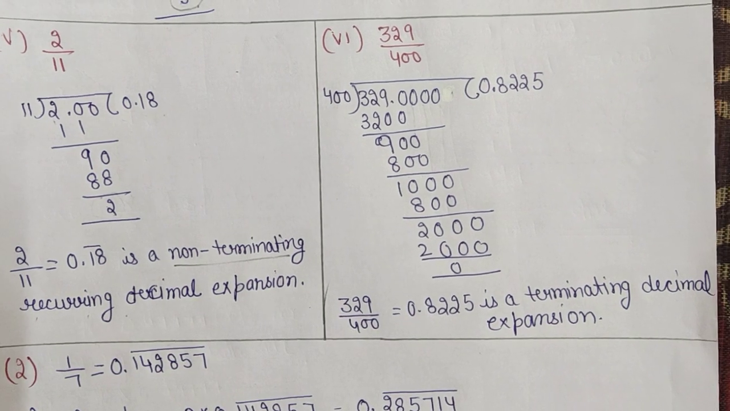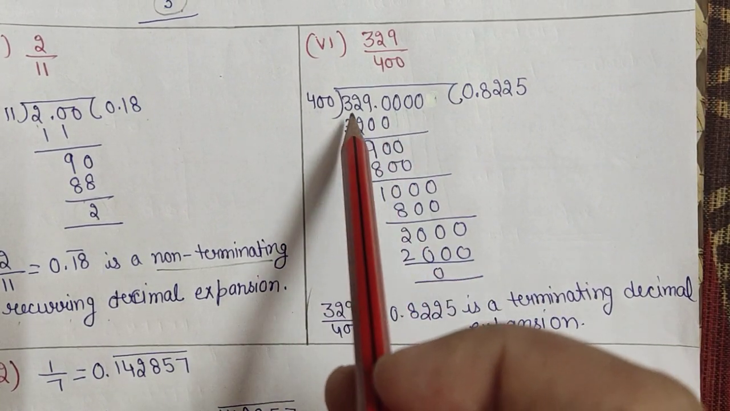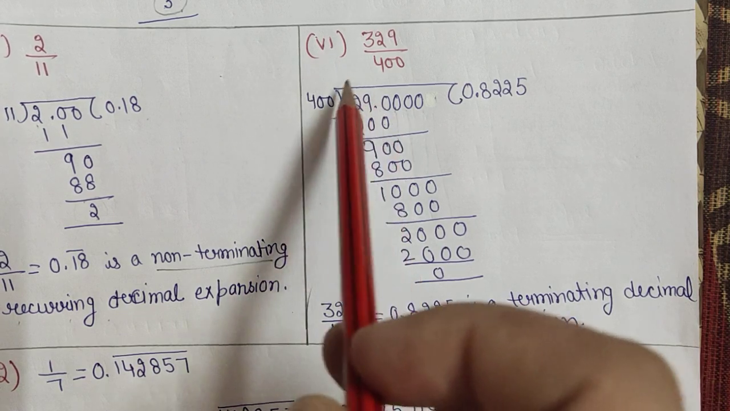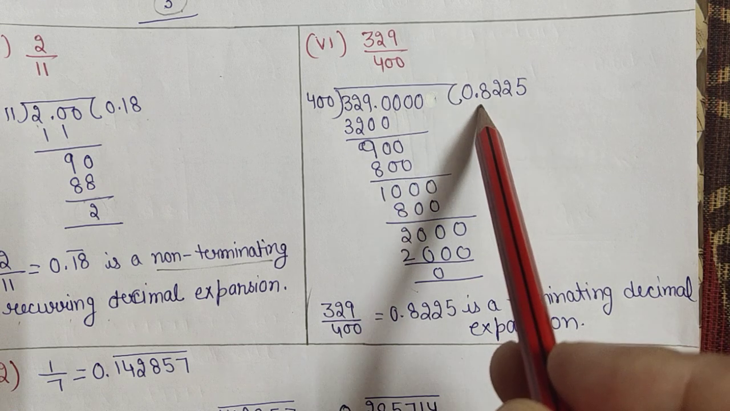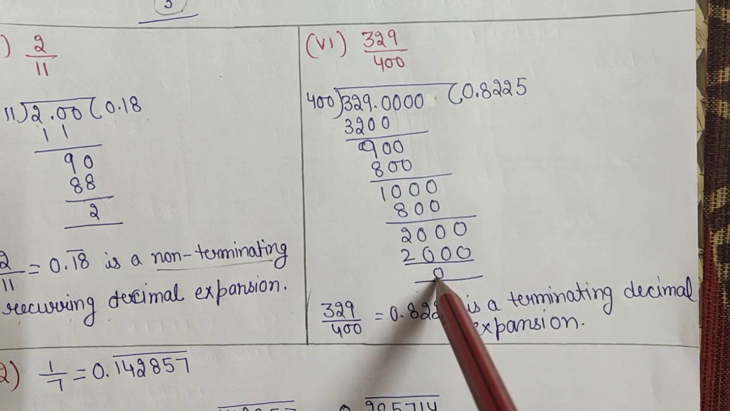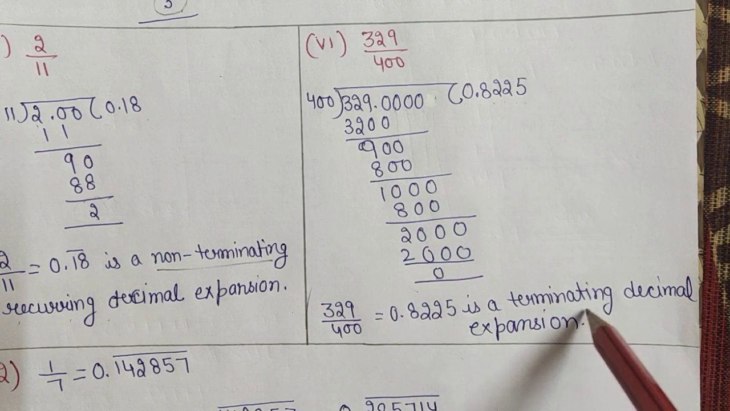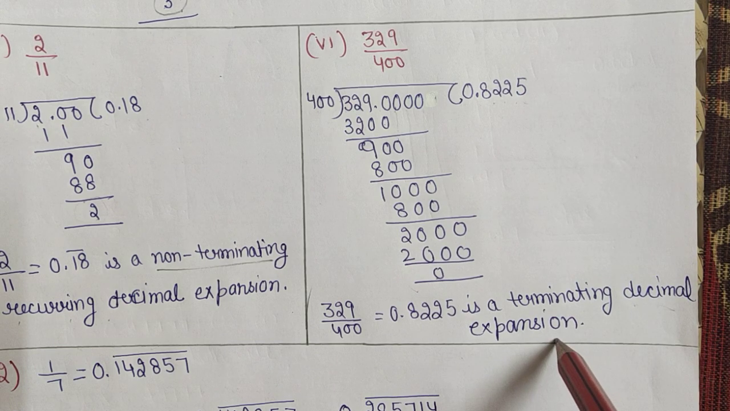Next is 329 upon 400. When I divide 329 by 400, after doing the calculation, I will get 0.8225, but here the remainder is 0. So it is a terminating decimal expansion. So in this way you can find out whether the given term is terminating, or non-terminating repeating, or non-terminating non-recurring decimal expansion, but through division only.